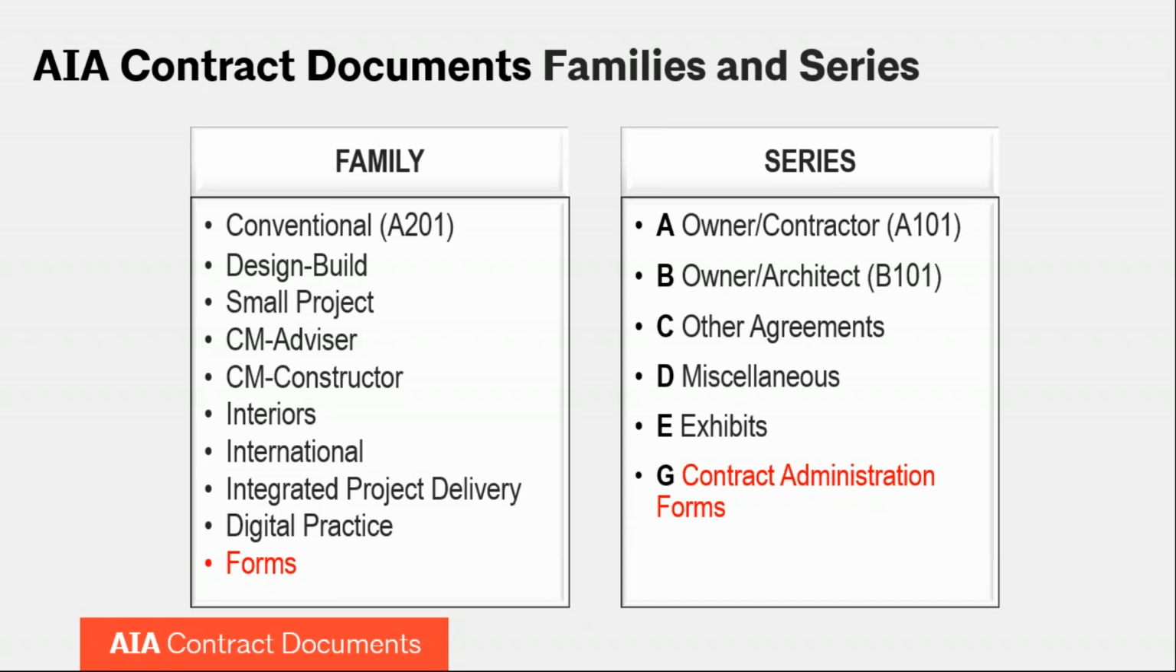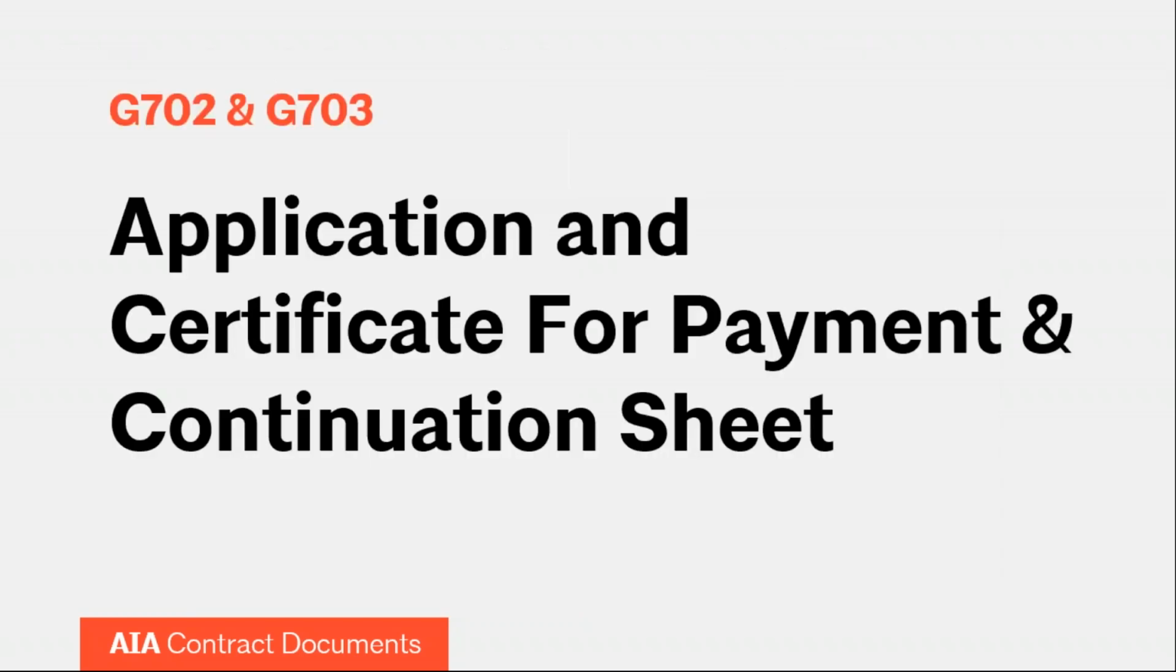But we're going to be focusing on forms. So our form family all have a G as the first letter in their title. And specifically, we're going to be focusing on the applications for payment and the continuation sheet, as well as the change order. As Ben indicated, those are popular documents in terms of user questions, because they're very functional and they're used a lot in the industry. And so we do get a fair amount of questions on some specific things.